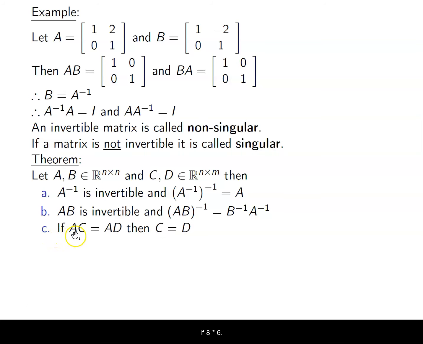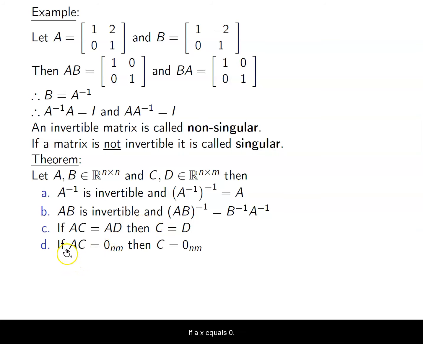If A times C equals A times D, notice that the dimensions are going to match here. I have an n by n times an n by m, and an n by n times an n by m as well. If your matrix is square, in this case, then we can say that C equals D. Remember before we said that this was not always true. It is true if it's a square matrix on the left hand side or right hand side.